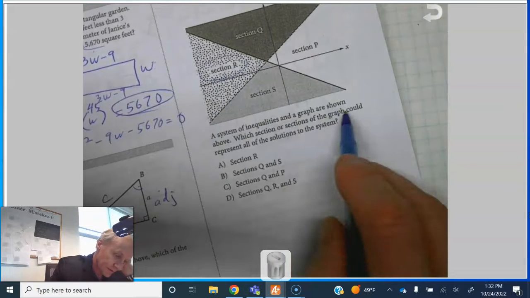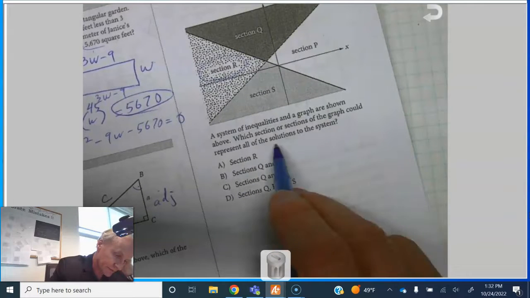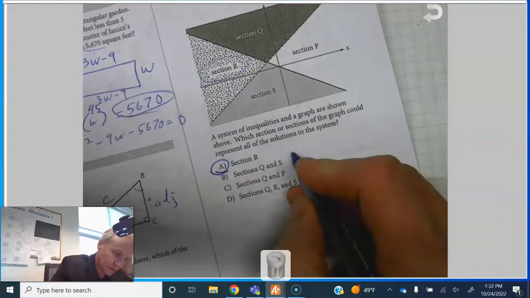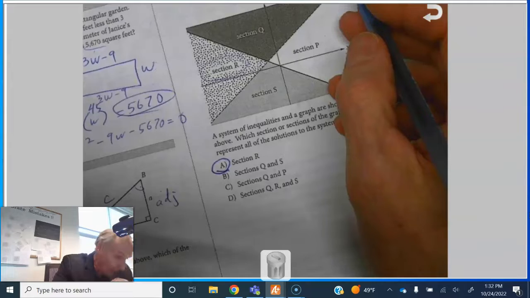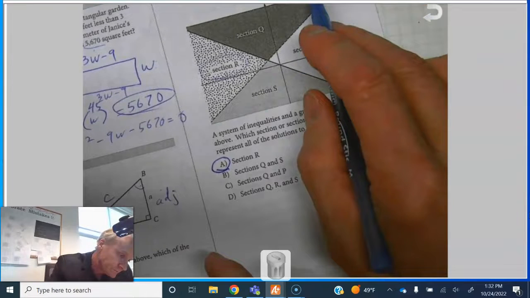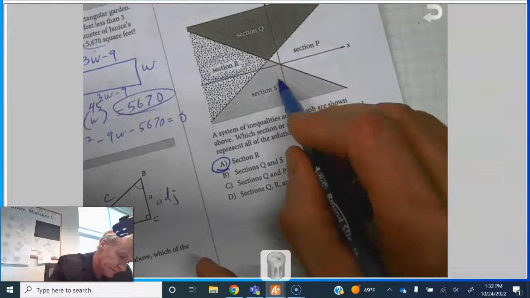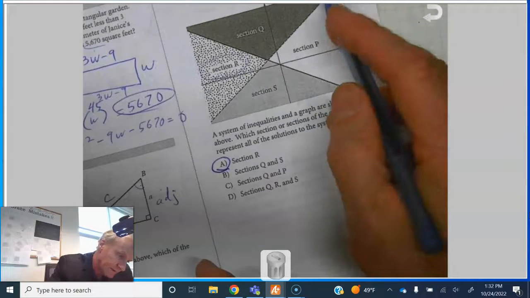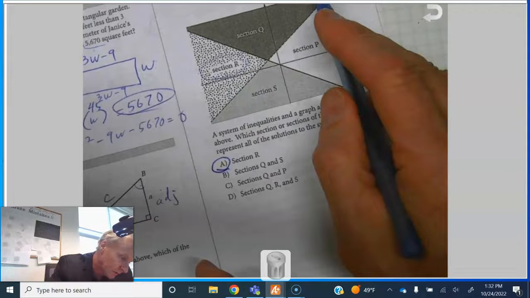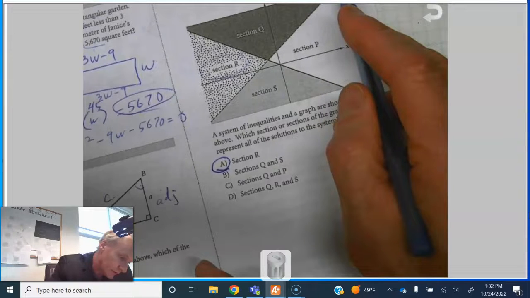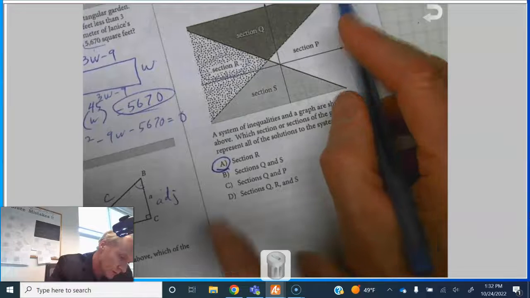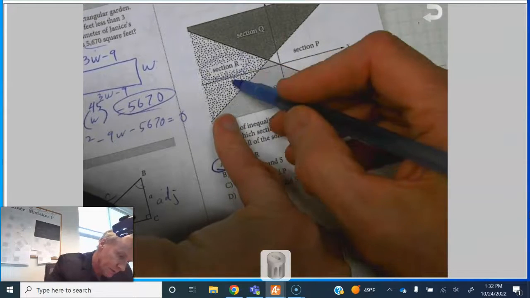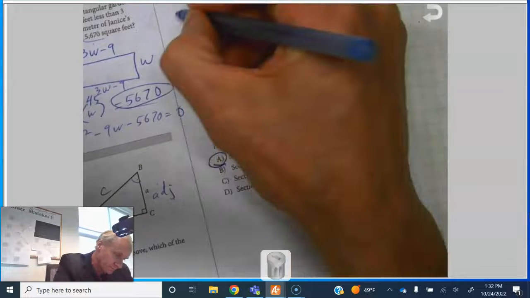The system of inequalities and a graph are shown above. Which section or sections of the graph could represent all solutions to the system? That is A, which is section R. Let me just double check. Y has to be less than or equal to negative x, which is down here in sections R and S. And then it says that y has to be greater than 3/2 x plus 1, which is this guy right here. Has to be greater. It has to be up here. Yep, section R. That's it.